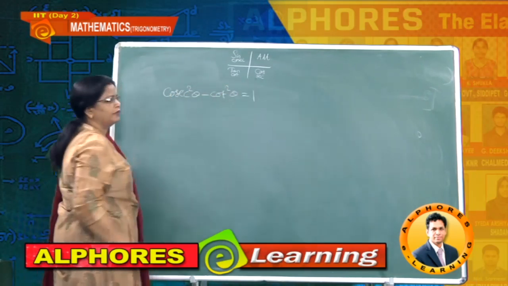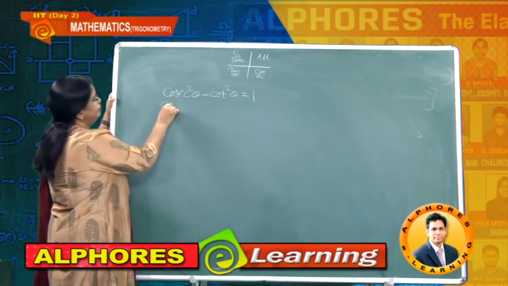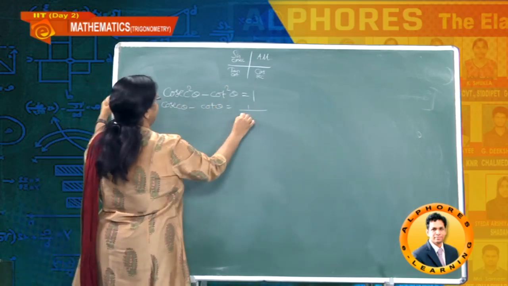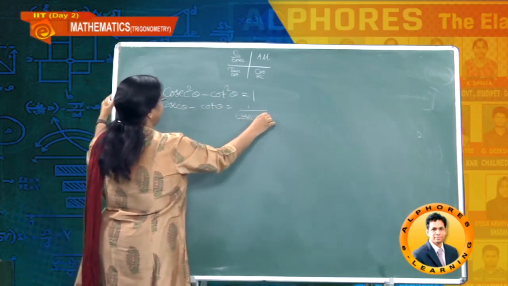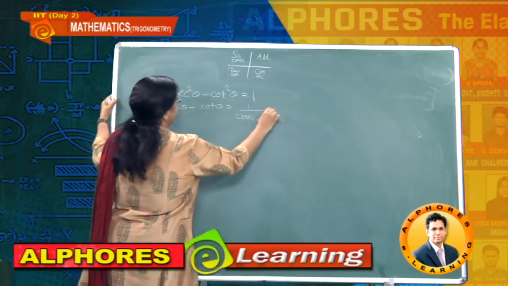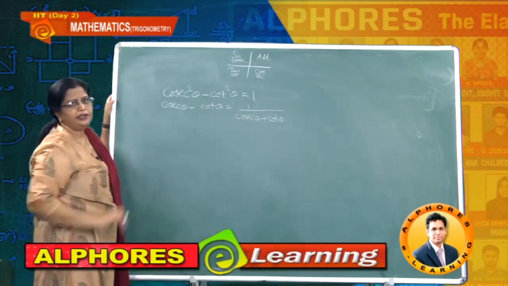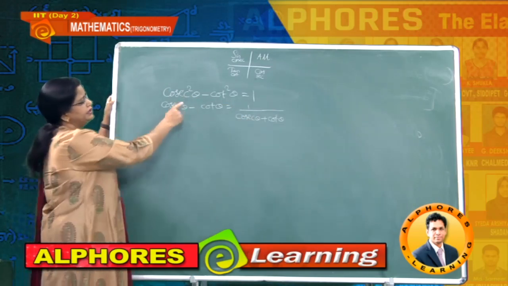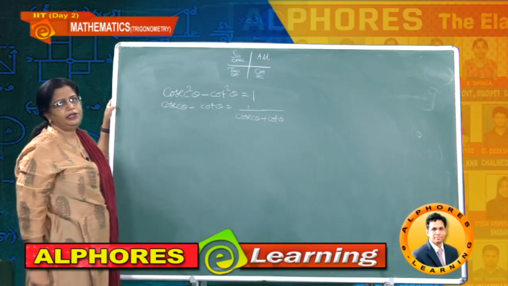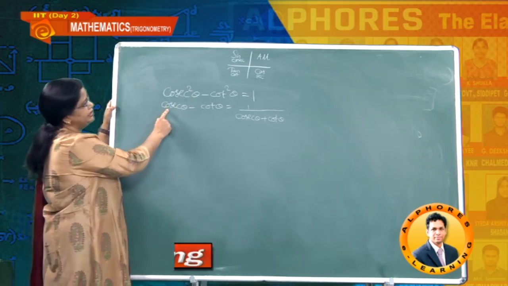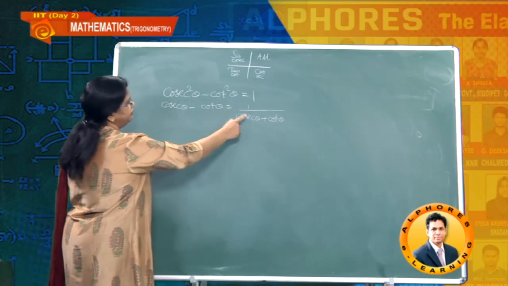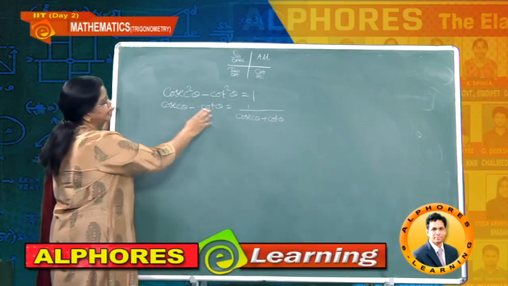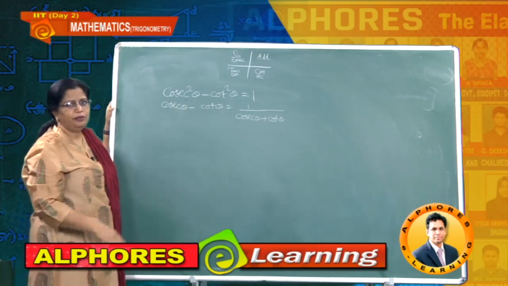Next one, the same type of formula: cosecant square theta minus cot square theta equal to 1. Then cosecant theta minus cot theta is the same as 1 divided by cosecant theta plus cot theta. This we observed in the previous session, this identity, and it is true for all theta belonging to R except integral multiples of 180 degrees. Here cosecant minus cot you can write as 1 by cosecant plus cot and vice versa, that is, these two factors are reciprocals of one another.